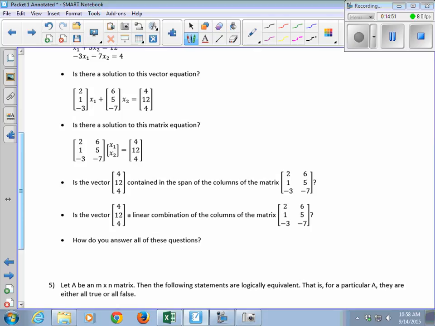Is there any advantage at all to writing it this way, when you want to know whether there is a solution to this matrix equation? Given that the columns represent x1 and x2 respectively, is there any advantage to writing it this way?